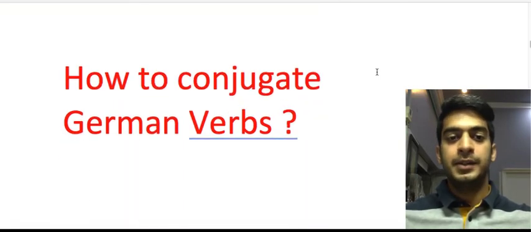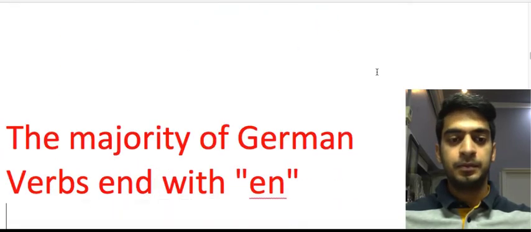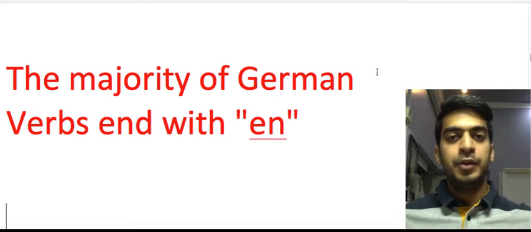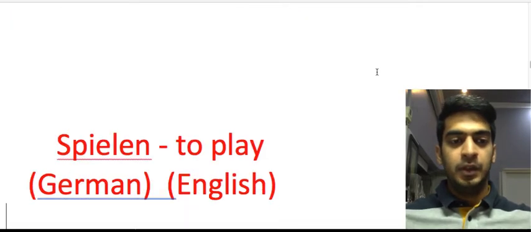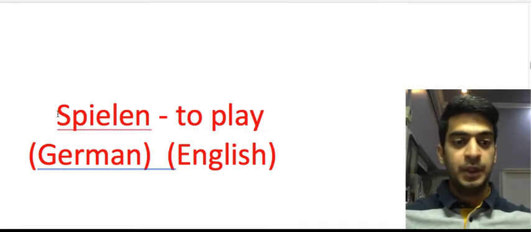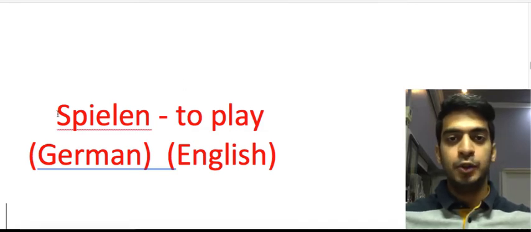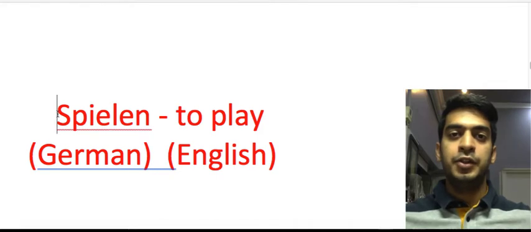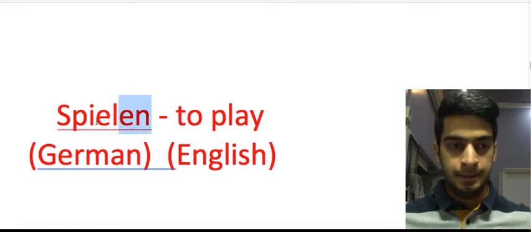Now the question arises: how to conjugate German verbs? The majority of German verbs end with en. We have the German verb here, spielen, which means to play. We have read just now, almost every German verb ends with en. So here's the ending, en.